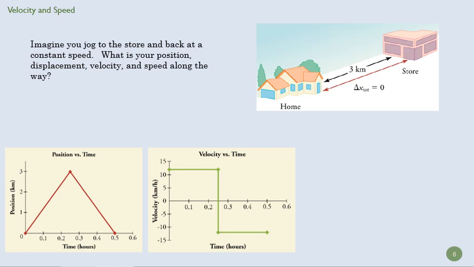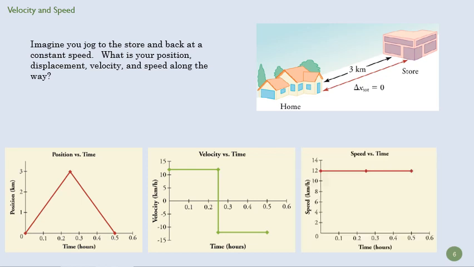If here is x equals 0, here is x equals 3. When I go from here to there, my displacement is negative 3 kilometers. And so my velocity then is negative 12 kilometers per hour. Now, if I wanted to plot my speed, it would be the same the whole time, right? So I've got 12 kilometers per hour the whole time because speed is a scalar and not a vector.